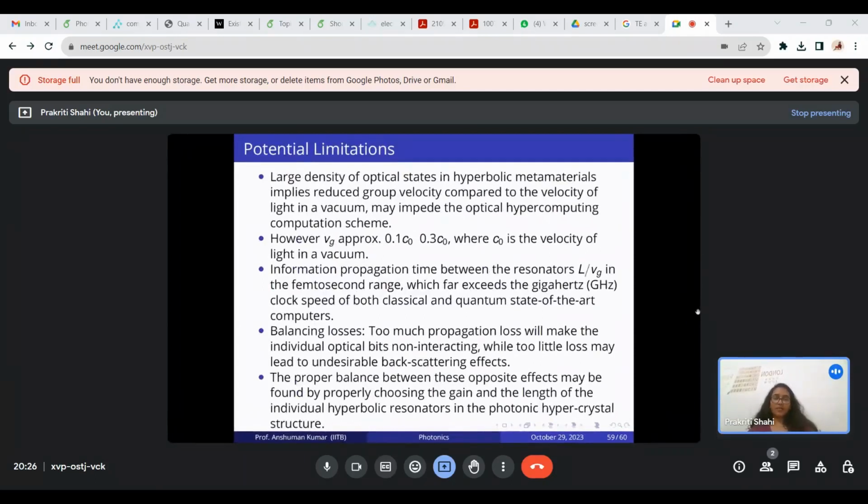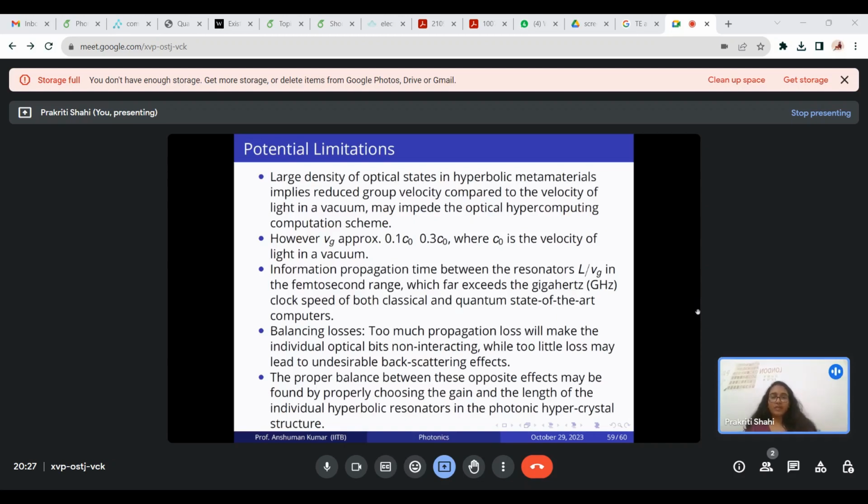Let us now discuss the potential limitations of photonic hypercrystals. The large density of optical states in hyperbolic metamaterials could imply reduced group velocity compared to the velocity of light in vacuum, which may impede the optical hypercomputing scheme. However, in hyperbolic metamaterials, the magnitude of group velocity is still very high, approximately 0.1 to 0.3 times c naught, where c naught is the speed of light in vacuum.